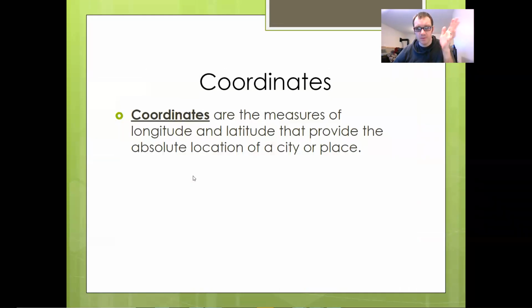So the next one is coordinates, and you can fill your notes in here. I don't need to write them down. Coordinates are measures of longitude and latitude that provide the absolute location of a city or place. We use coordinates all the time, and we don't realize it a lot of times, but anything we have with our GPS, those are coordinates, okay? And so the GPS, if you type in an address, is literally putting in latitude and longitude coordinates to find that location.